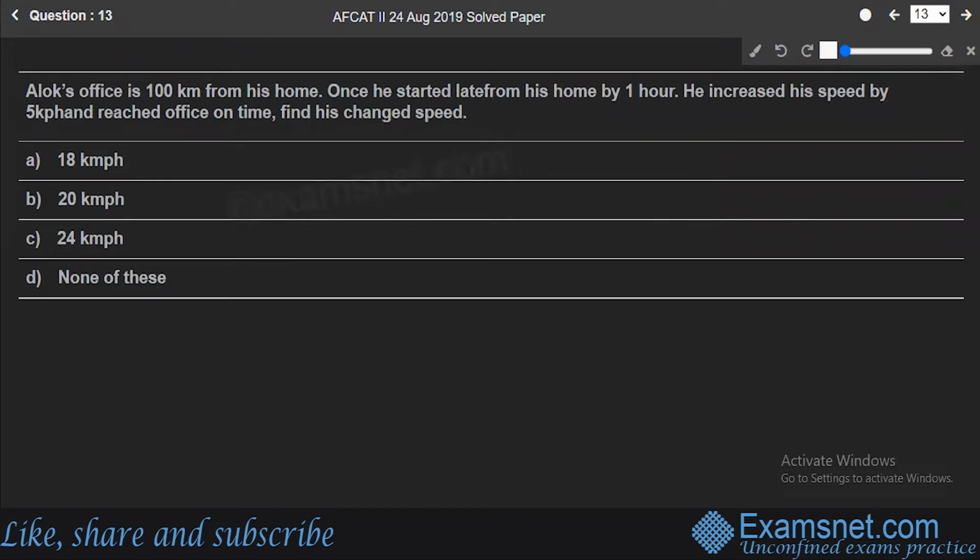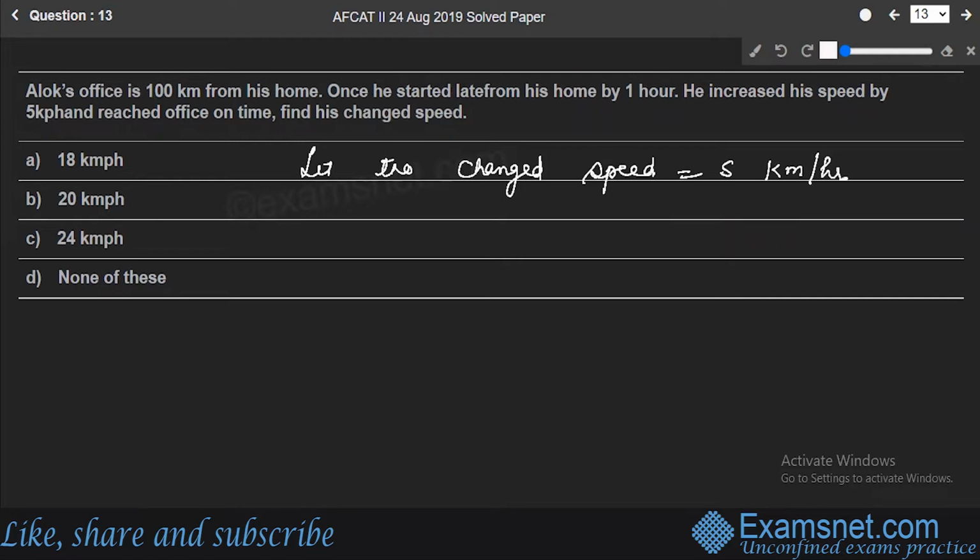Next, question number 13. Alok's office is 100 kilometers from his home. Once he started late from his home, by 1 hour. He increased his speed by 5 kilometers per hour and reached the office on time. You have to find his changed speed. So first of all, let the changed speed, this is what we have to find out, be s kilometers per hour.